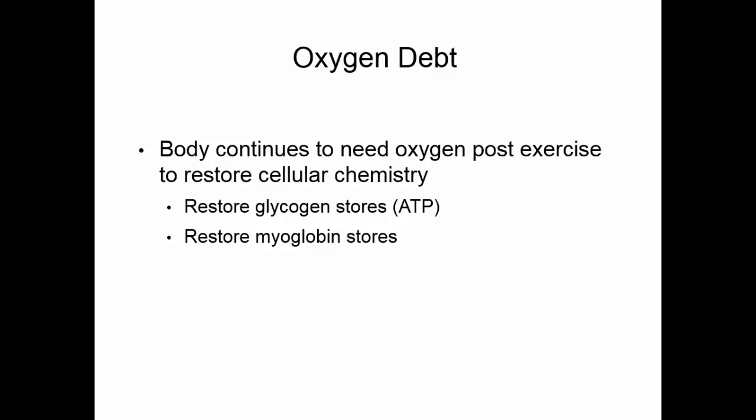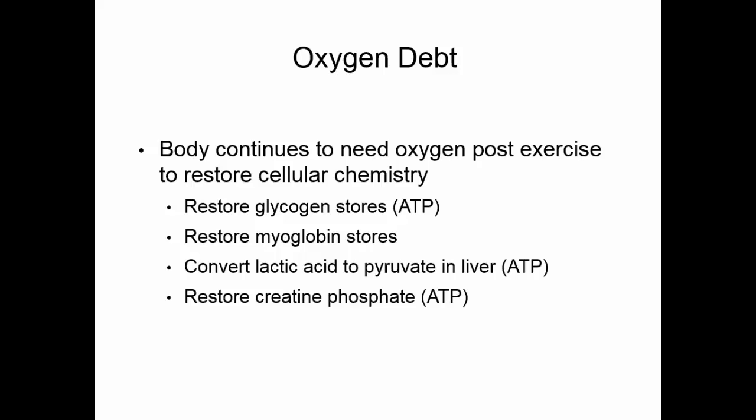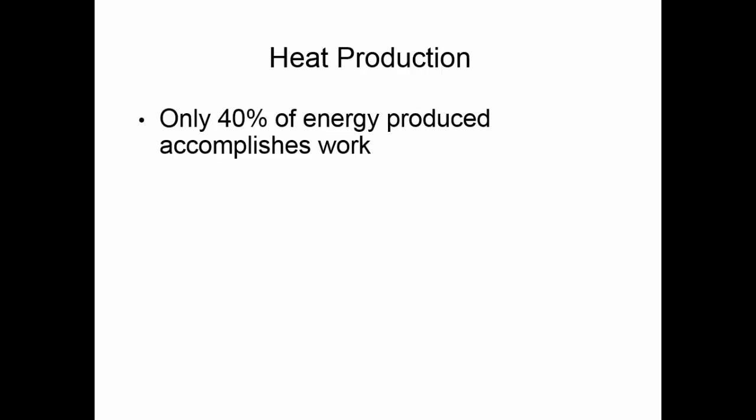We have to restore the myoglobin stores, so some oxygen will have to go back into the muscle tissue and attach to the myoglobin. We need to convert the lactic acid back to pyruvate in the liver so that we can run that through the Krebs cycle. That's going to take ATP, and we need oxygen to make ATP. We have to restore the creatine phosphate, so we're going to reverse that process. We'll take ATP and use it to phosphorylate the creatine to get creatine phosphate back. And we have to restore our ATP reserves. All of these things require oxygen, so our need for oxygen, our metabolic rate, is elevated for several hours after we finish exercising.